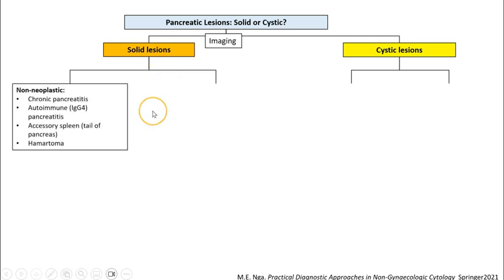So for solid lesions, the main differential diagnoses can be divided into non-neoplastic lesions, and these are not exhaustive lists, but these are some of the more common things that we may encounter. This includes chronic pancreatitis, autoimmune or IgG4 pancreatitis, accessory spleen, which often occurs as a rounded lesion in the tail of the pancreas and is often mistaken for neuroendocrine tumor radiologically, and hamartoma.